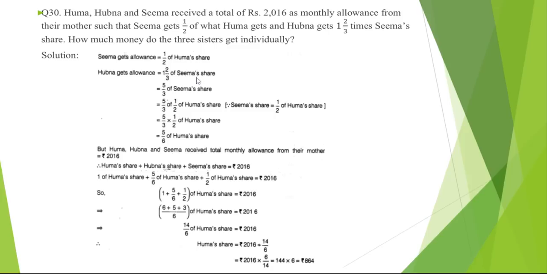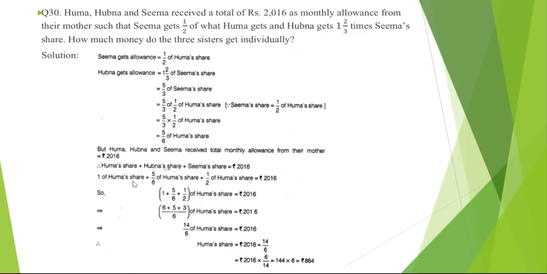Now, you already know from the first statement that Seema's share is 1 by 2 of Huma's. You can easily get Hubna's share as 5 by 6 of Huma's share. Now, from the statement given in the question, the total amount they have received is 2016. So now you can form the equation: Huma's share plus Hubna's share plus Seema's share, and the total becomes 2016.